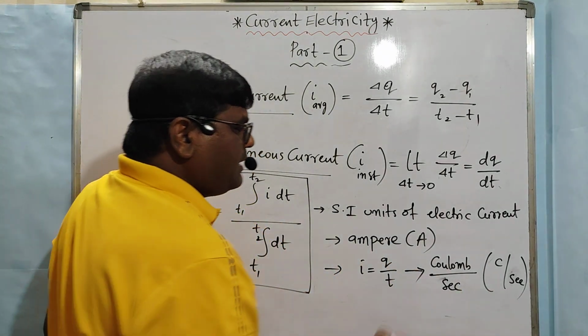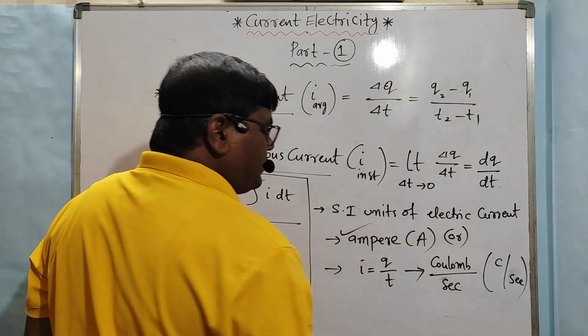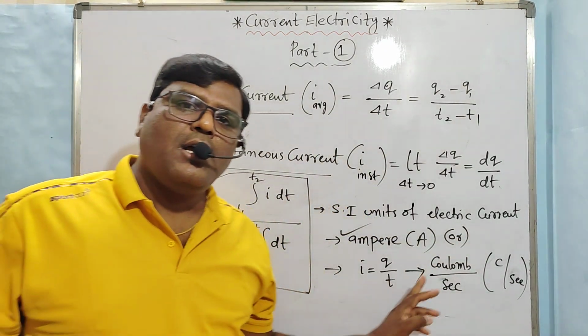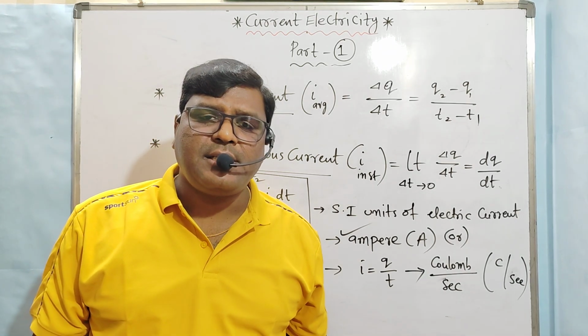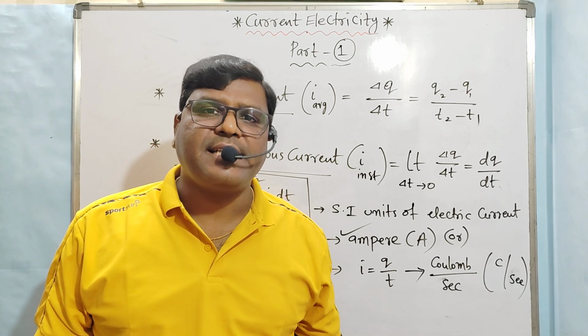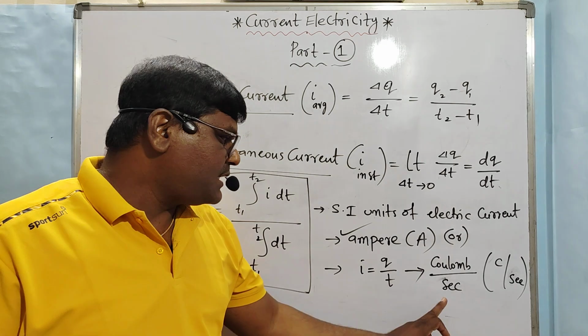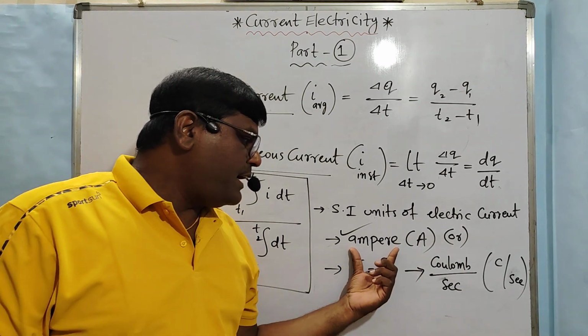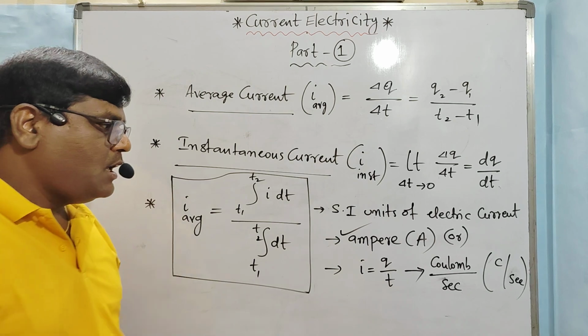Mostly we will use amperes only, and sometimes coulomb per second also. So the SI unit of electric current is amperes, or coulomb per second according to the formula. Generally we define electric current in terms of amperes.